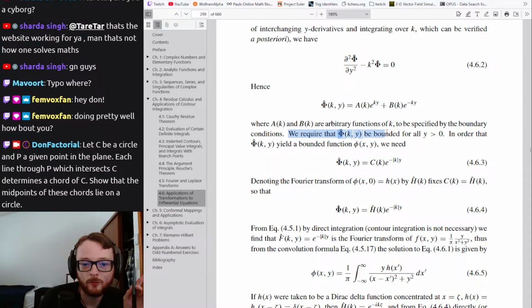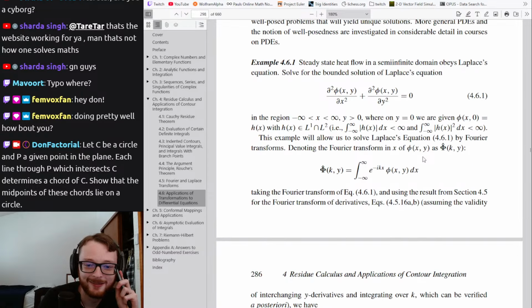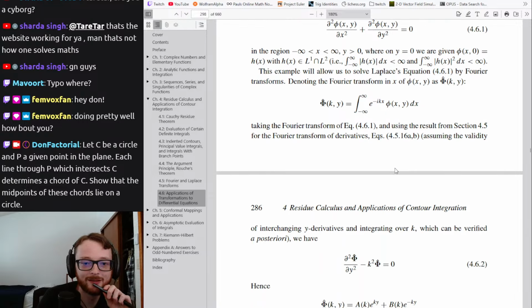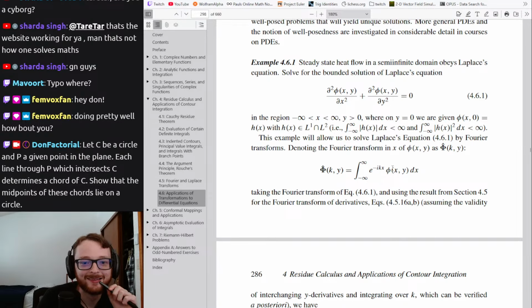they then go on to say that we're going to require the Fourier transform be bounded for all positive y. I don't know why. I guess because they want the bounded solution. Does that mean the Fourier transform has to also be bounded of the solution? I don't know. And what is the unbounded solution? I guess steady state heat flow. Why that shouldn't be unbounded.